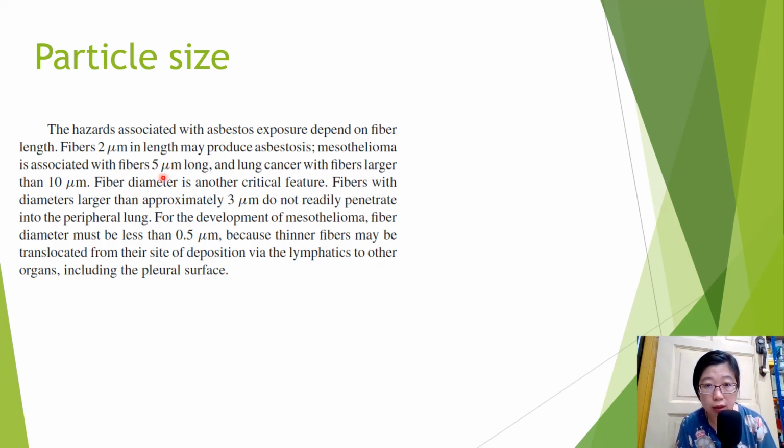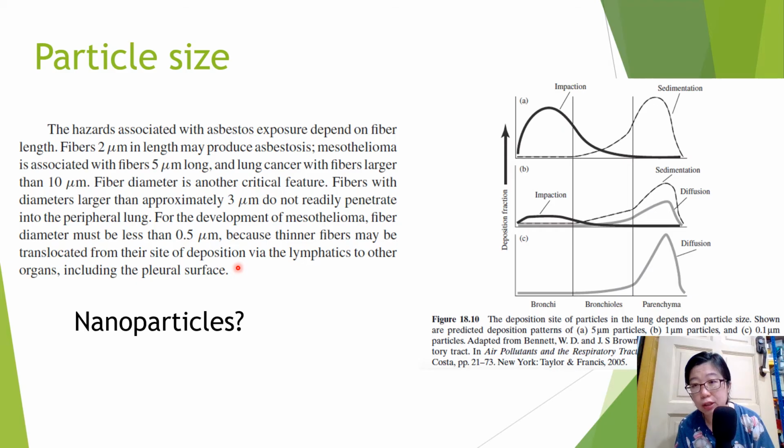So in this case, when we look at asbestos, as you can see here, if it's 5 micrometer long, sometimes you can get lung cancer with bigger ones because maybe it's too difficult to clear it out. When it's larger than 3 micrometer, it does not readily penetrate into the periphery, and things like that. If you have further development, it has to be even smaller. So again, nanoparticles will be even smaller in size as well.